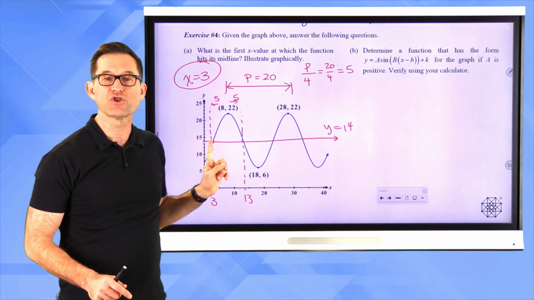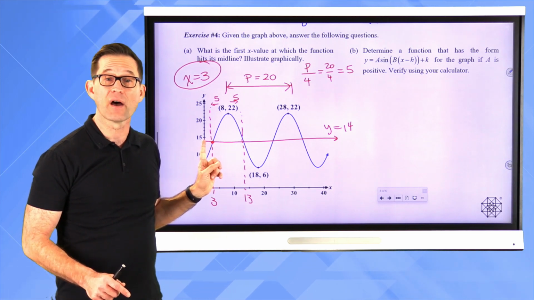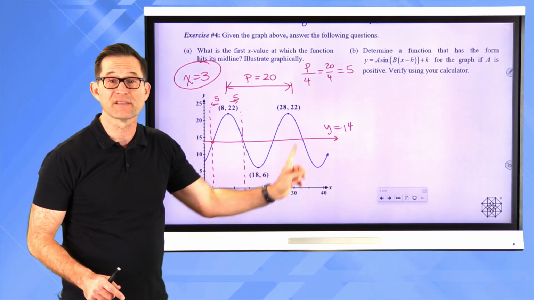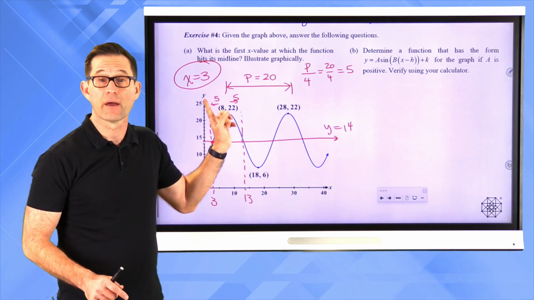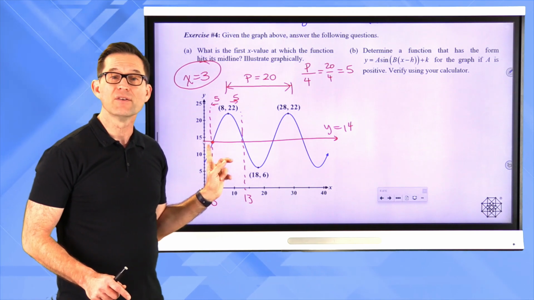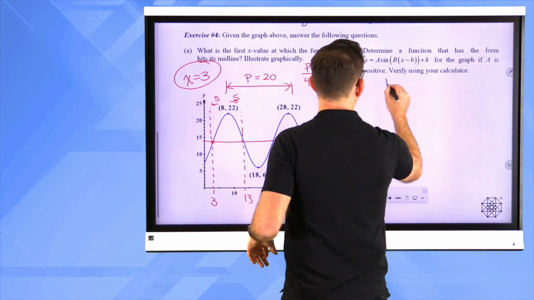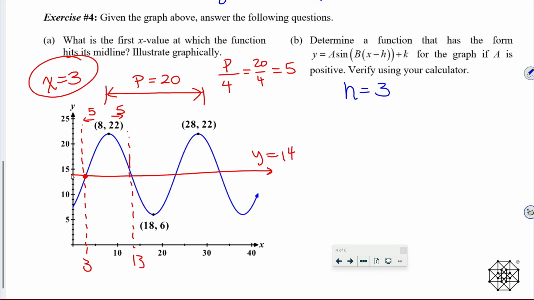But now I just want to shift it so that it starts here instead. Again, normally the sine curve would start on the y-axis at its midline, unlike the cosine, which would start at its maximum. So I just need to shift it right so that it ends up corresponding to that. So in this case, I need h to be equal to 3. So y now will be 8 times the sine of pi over 10 times x minus 3 plus 14.